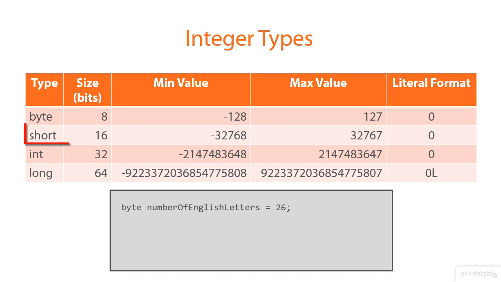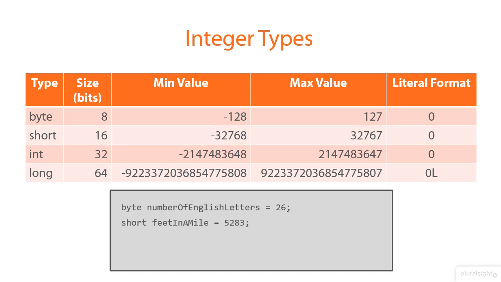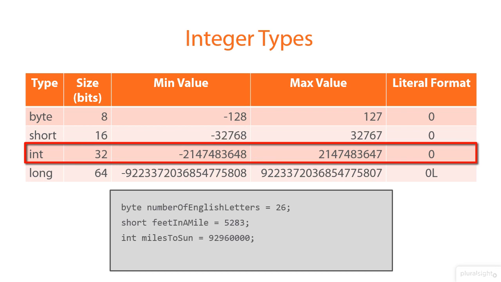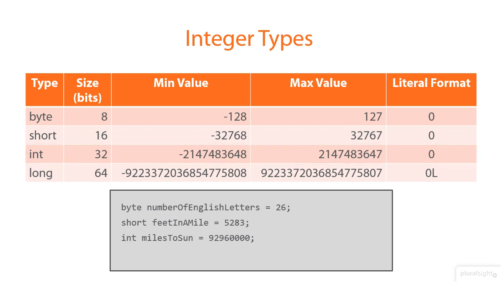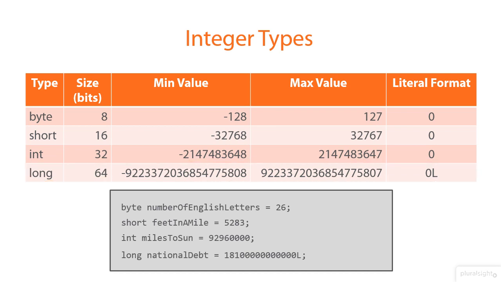The next larger integer type is short, which takes up 16 bits. Right, lets you store between -32,000 and +32,000. Right, use it exactly the same way. So we have here short feetInAMile is 5,283. Probably the most commonly used integer type is the one called int. Right, that's a 32-bit integer, and being 32 bits lets us store between -2 billion and +2 billion. And then the big integer type is what we call a long. Right, that's a big 64-bit integer, and you can see it can store huge values in it. The key thing to notice though is that when you use a long literal value, you have to put that capital L at the end of it.